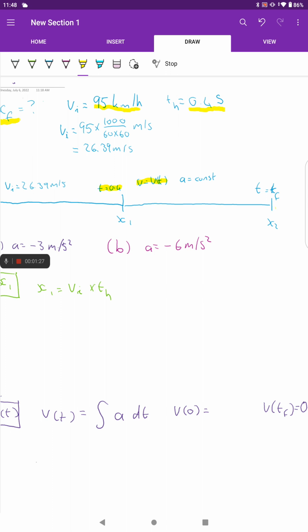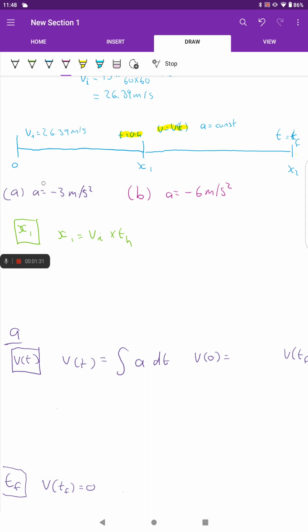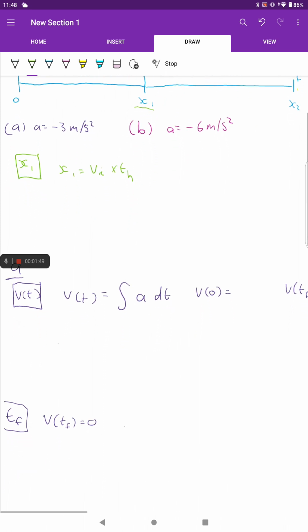Now, our question is also in two parts. We have the first part where the vehicle is decelerating, or accelerating at a negative rate, of 3 meters per second squared, and for the second, this acceleration is negative 6 meters per second squared. Now, for both of these parts, this x1 given here will be the same, so we can just calculate that first.